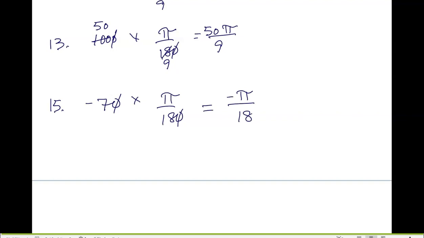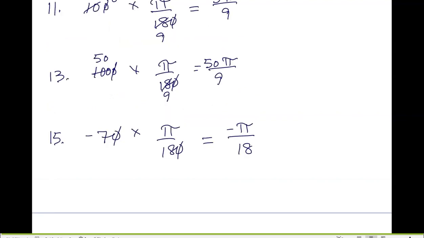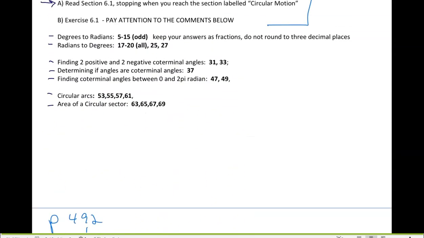Okay, I'm going to stop the video and check my answer. Okay, so I found one little error, and it's right here. I just forgot to bring the 7. So I'm going to move this over, and I'm going to make it negative 7 pi over 18. The textbook breaks those down into decimals, but we had said keep your answers as fractions. So that's what I want you to do.